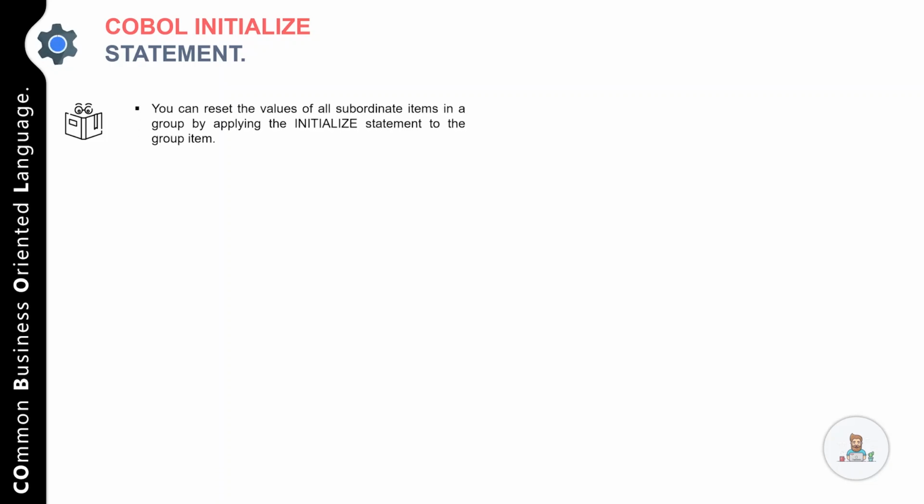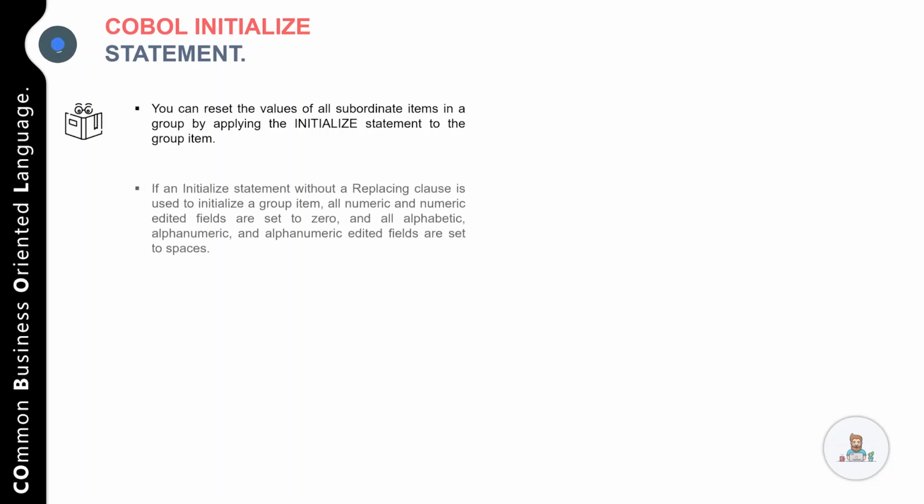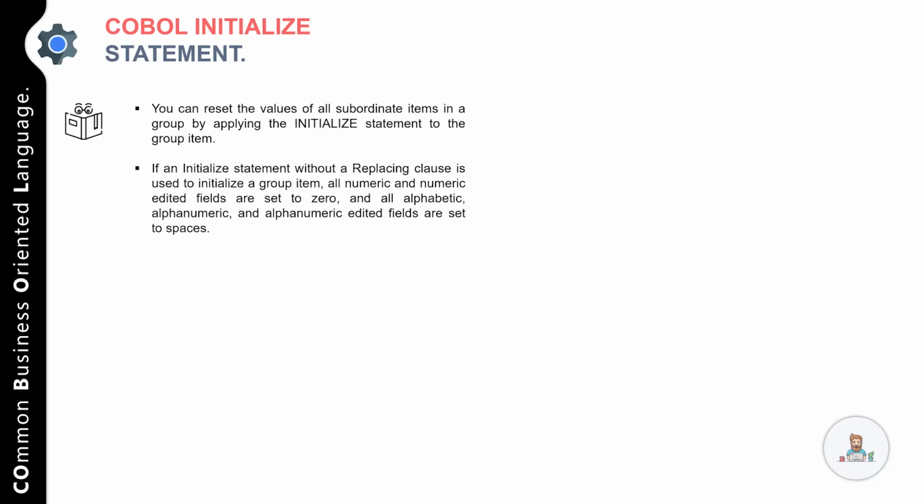Hey guys, welcome back to this session, and in this session we'll talk about the INITIALIZE statement in COBOL. So let's get started. The INITIALIZE statement, which was introduced with COBOL 85, can be used to set the initial values of a field. It can also be used to reset the value of all subordinate items in a group.